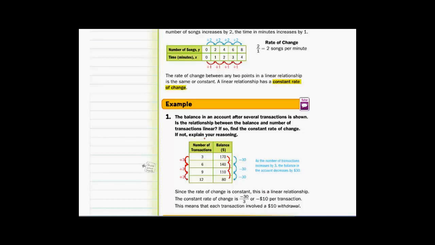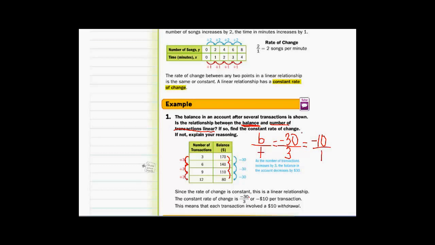All right, so go by what it says: the relationship between the balance and the number of transactions linear. So it talked about balance first, so we're going to put balance on top. Number of transactions second, so that would go on bottom. What's happening to the balance? It's going down 30. And what's happening to the transactions? It's going up 3, or just a positive 3. Now if I were to reduce that, negative 30 over 3, negative 10 over 1.